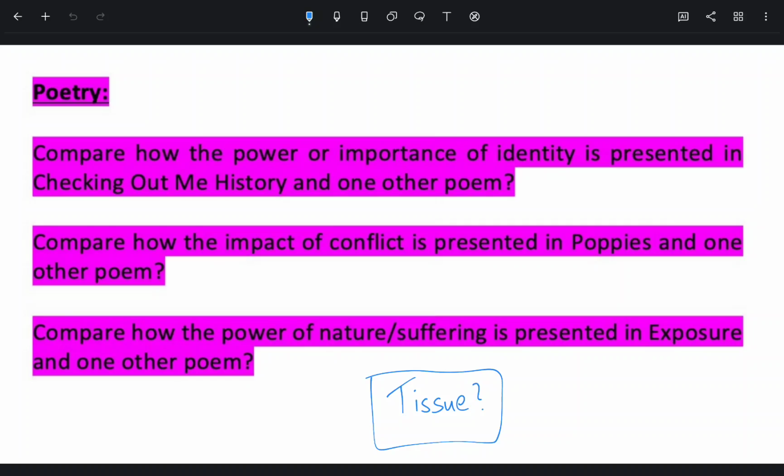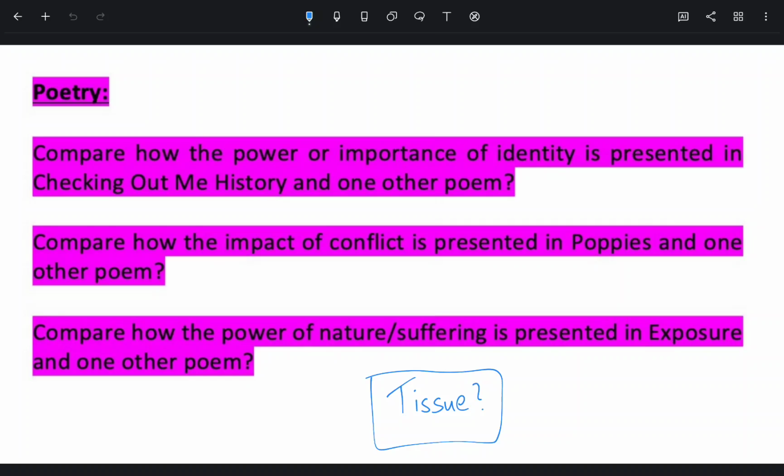It could be that AQA decide to give you tissue this year in 2024, and you have to be prepared. Don't just think, some students find this challenging and the exam board may not give it. You never know. It may come up. The reason I say this is because it's never come up before.